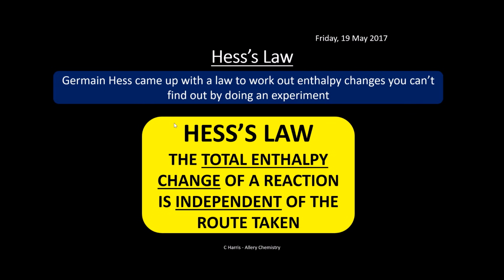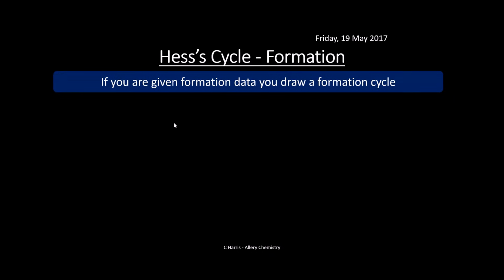Basically, his law states that the total enthalpy change of a reaction is independent of the route taken. You must remember that law. You may be asked to recall that law and write it as an answer. Okay, so the total enthalpy change of a reaction is independent of the route taken. We're going to look at two types of cycles.